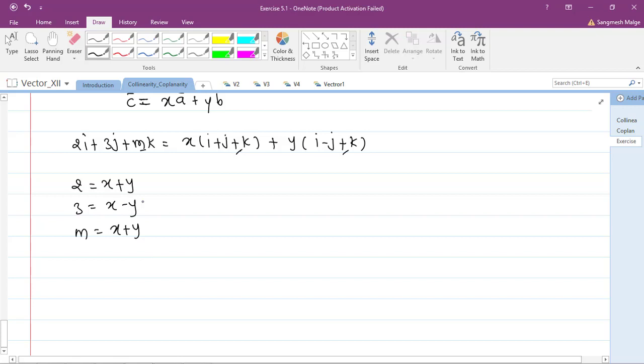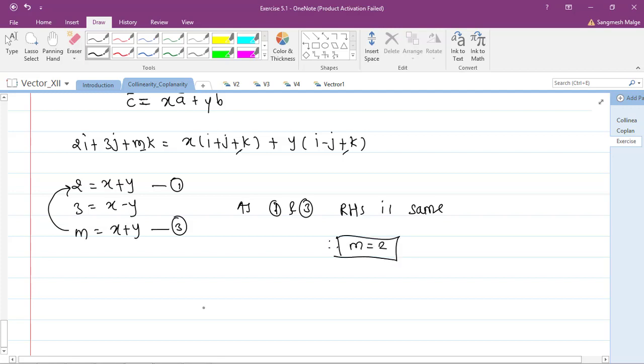Now if you observe equations 1 and 3, there is no need to solve these simultaneous equations, because x plus y is equal to 2 and x plus y is equal to 3. These are the two equations, 1 and 3. So what can you say, what is the value of m? The value of m is 2. As the RHS of equations 1 and 3 is the same, therefore m is equal to 2 only. That's it. This is the value of m. For this value of m, the vectors are coplanar. Is it okay? Very simple.